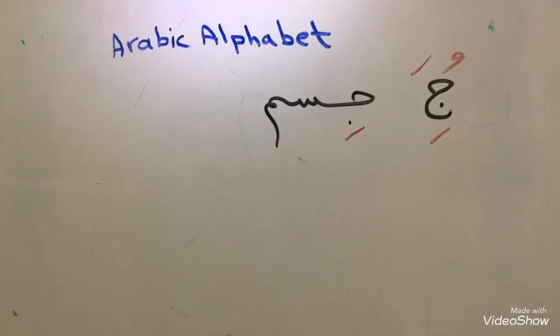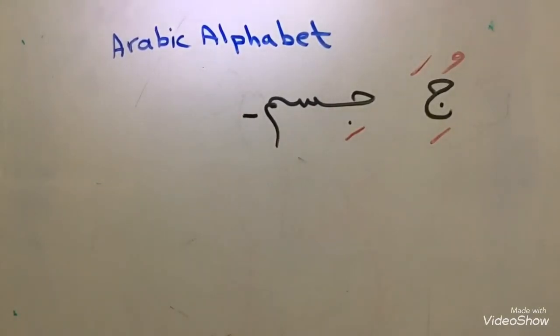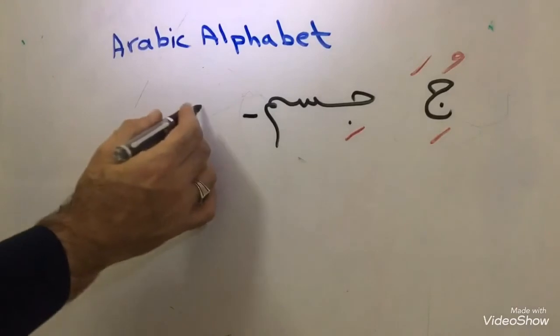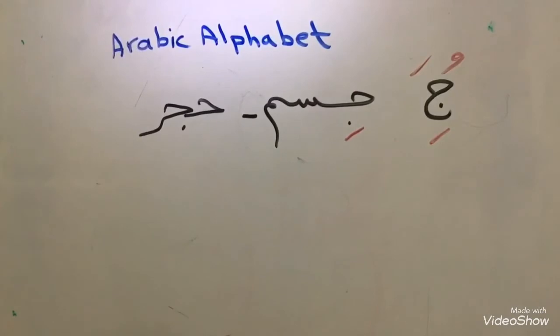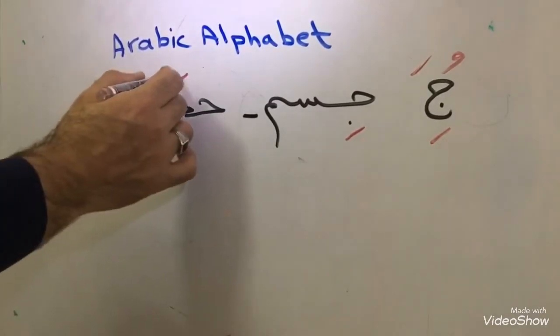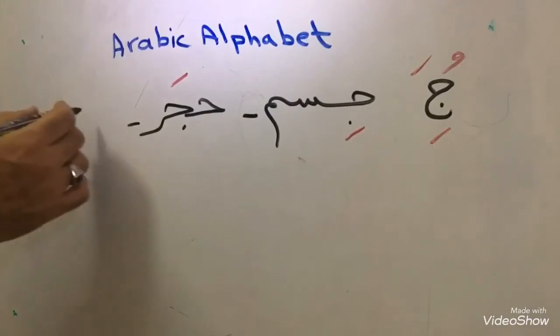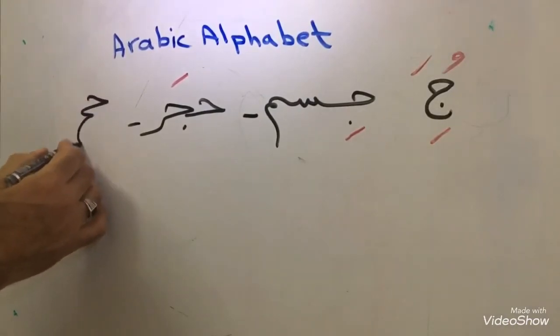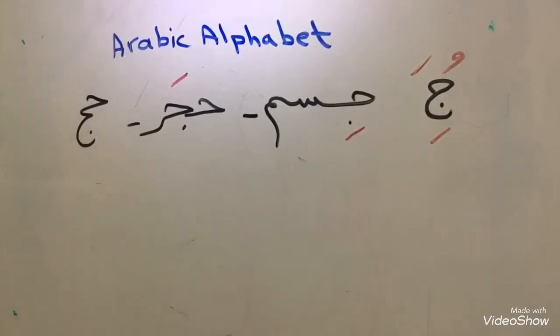An example of Jim when it comes in the middle of the word, like Hajar. Jim has Fatha. Hajar means stone. When Jim comes at the end of the word, like Hajj. Jim comes after Ha. Hajj means pilgrimage.